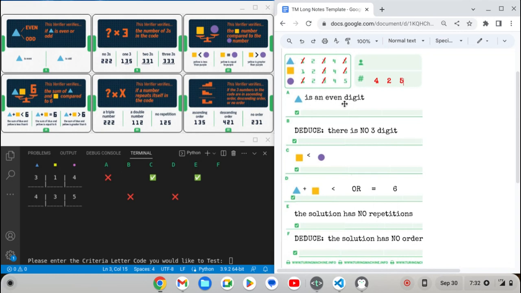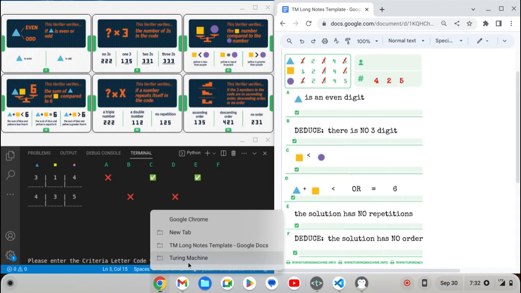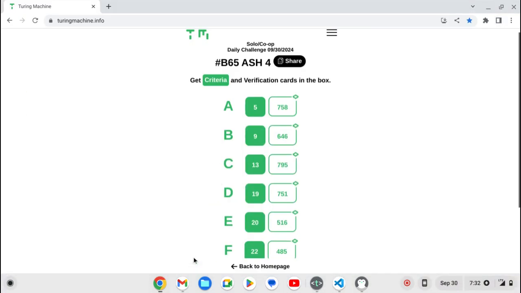Is the first digit an even digit? Yes. Are there no 3 digits? That's right. Is the middle digit smaller than the circle digit, the last digit? Yes. I'm deducing that the sum is equal to 6, so we'll move on. And no repetition, that's correct. And again, we deduce that the solution should have no order, and 4, 2, 5 does not have order. So let's go ahead and verify. 4, 2, 5.